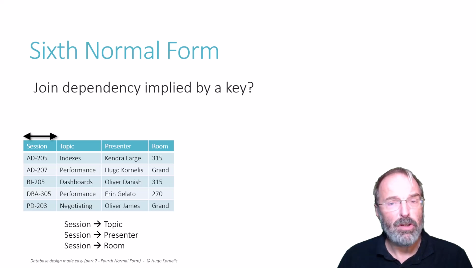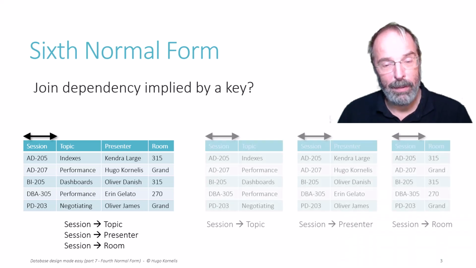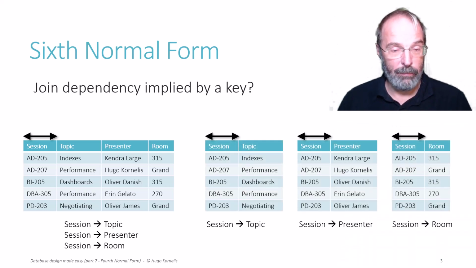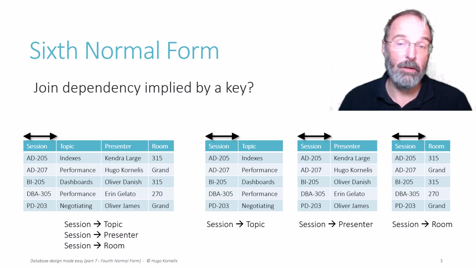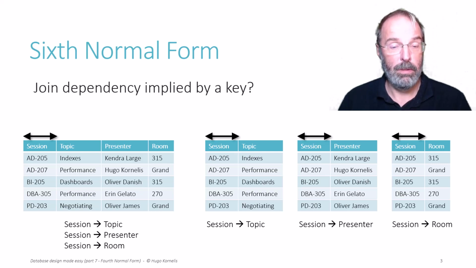Now, if we have those 3 functional dependencies, then we could equally well say, let's implement each of those functional dependencies in its own table. So we have one table for the functional dependency session determines topic, another one for session determines presenter, and of course, session determines room. This is one possible way to split the table on the left into smaller tables on the right.